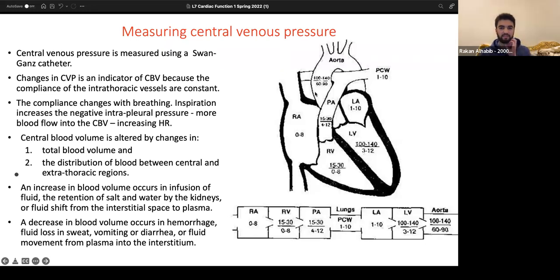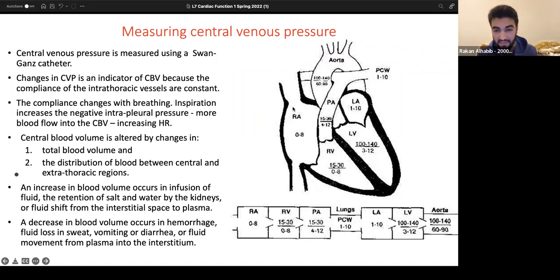Maybe because you've got negative intrathoracic pressure, the vessels are going to dilate, and therefore you're going to decrease the right atrial pressure, and therefore more venous return basically. That's how I'm thinking of it right now.